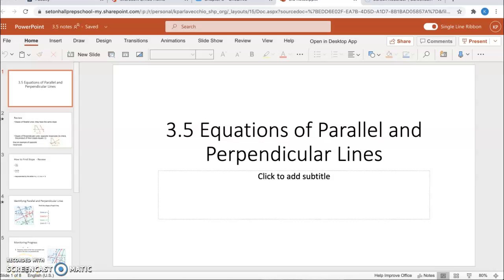Hi everyone, my apologies if we do not get to this lesson in class. However, it does build upon what we will be ending the preview of Chapter 3 notes with. I'm just specifying that we're dealing with parallel and perpendicular lines.